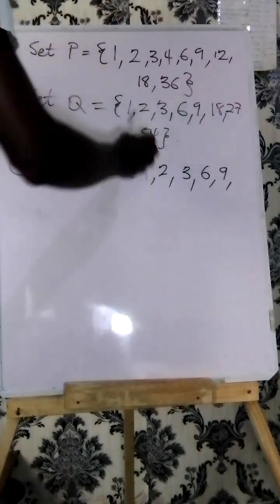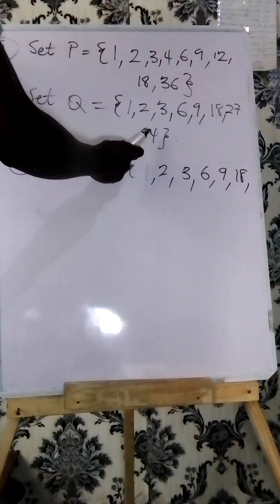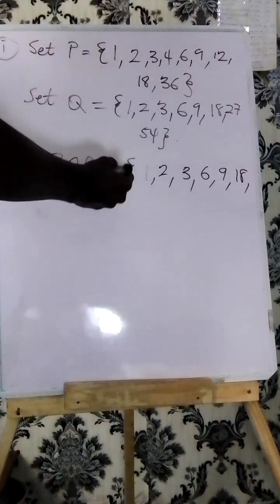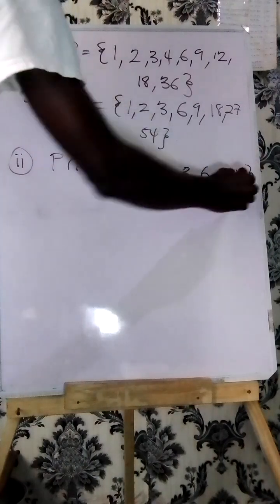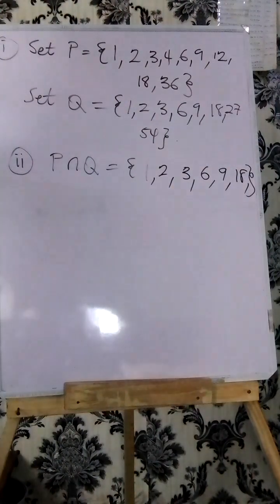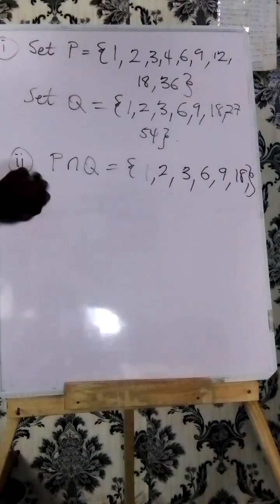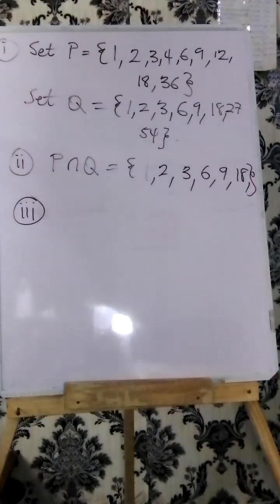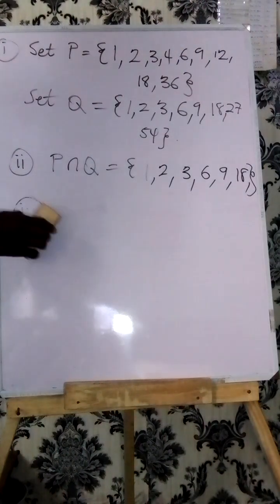We have 18 in both sets, so 18 should be part of the intersection. 54 is in set Q, it's not in set P, so it's not an intersection. So our intersection should end on 18. So P intersection Q is 1, 2, 3, 6, 9, and 18. Okay, and that's question I alpha.